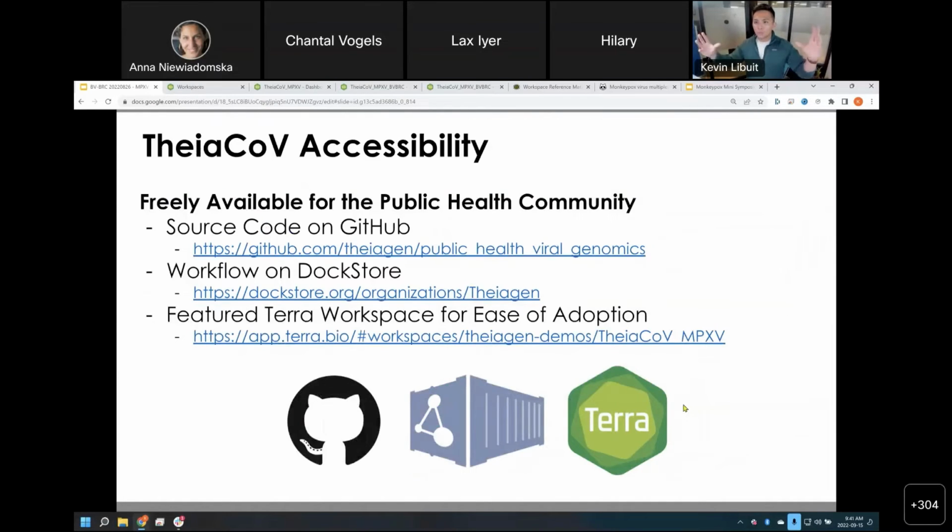And so in the open source spirit, and I think in public health, everything needs to be out there and transparent so we can all get, as I mentioned, eyes from the other technical practitioners on these resources. All of our source code is made available on GitHub. As I mentioned, the workflow itself is available on Dockstore. And we were even able to work with the Broad Institute there to create a featured workspace to further ease the adoption of this particular software for public health laboratories.